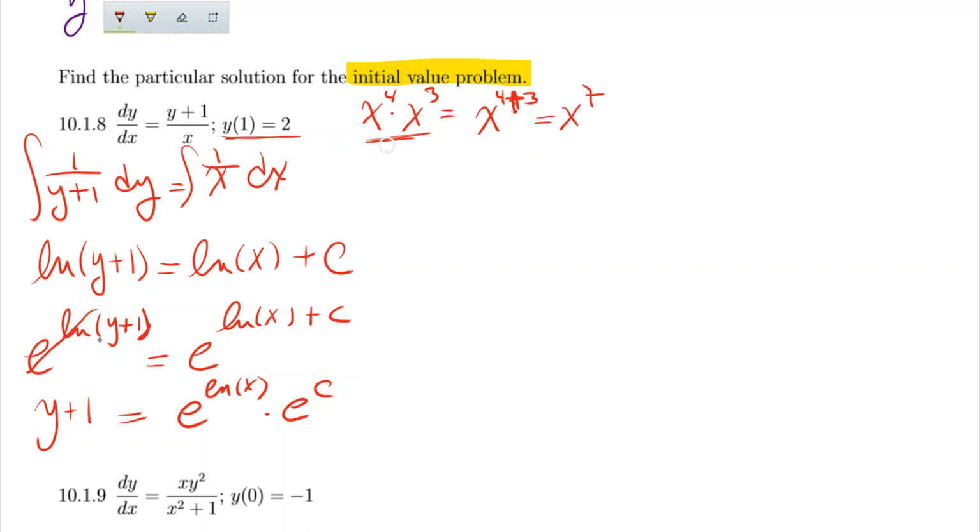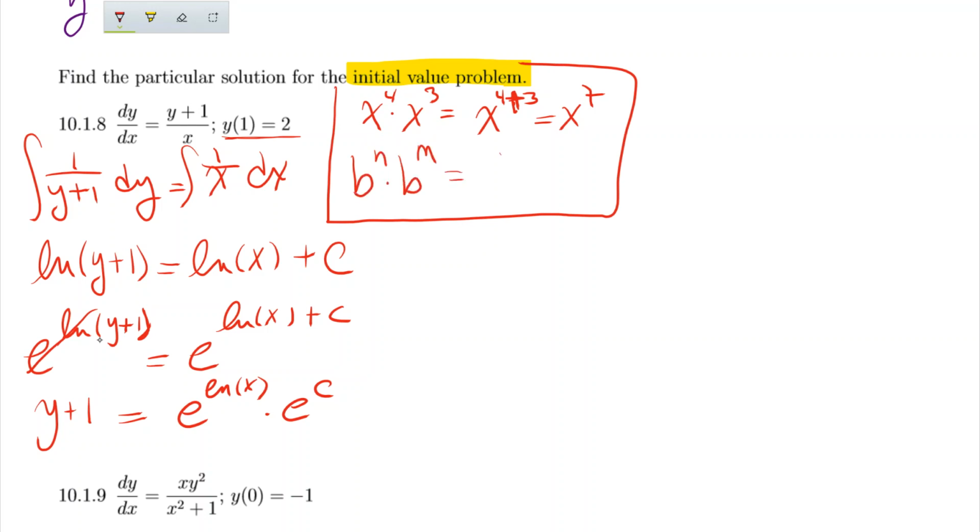So if you remember your exponent rules, usually when we teach you this, we write it as base to the power n times base to the power m, and then add the exponents, m plus n. Now I'm starting with them added, so I'll separate them. e to the natural log of stuff is just the stuff. And then e to the c, I'm going to call that a. So y plus 1 equals a times just x. That's kind of fun.